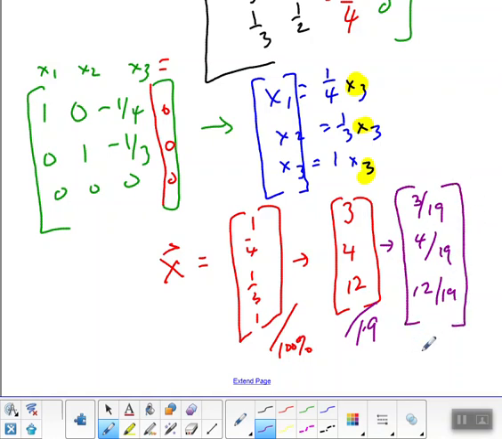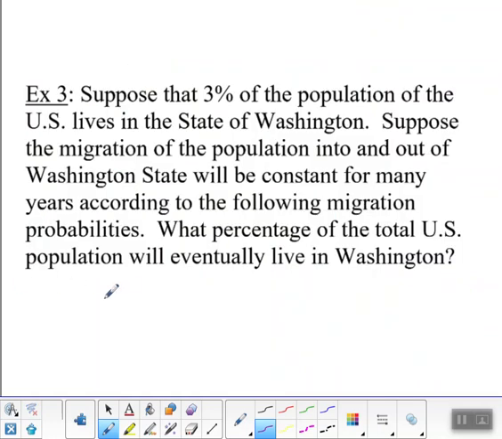So, and that is my steady state, and I'm going to check that equals 100%. Remember, keep it 100. And that is basically it for finding a steady state vector. Let's just look at one more example on that one.